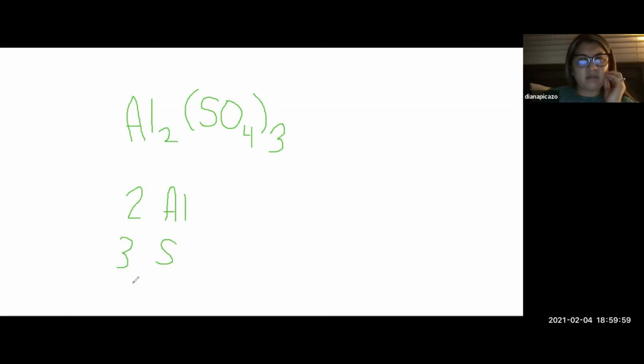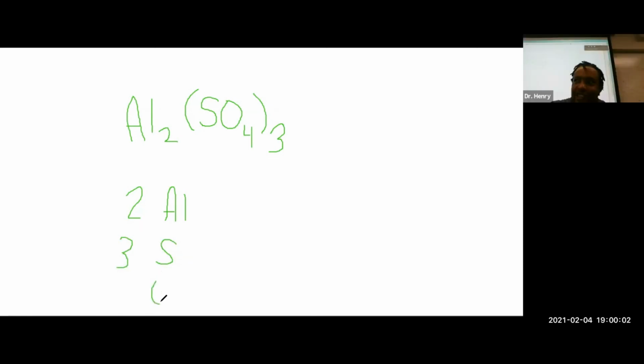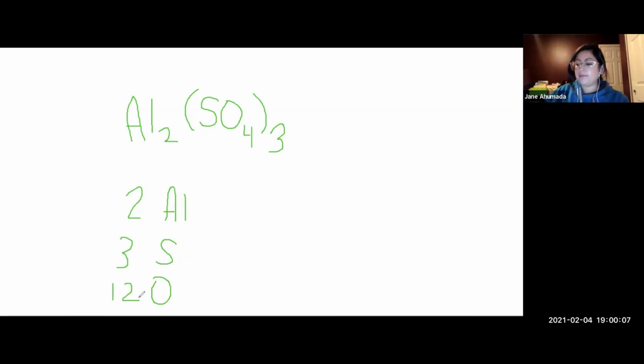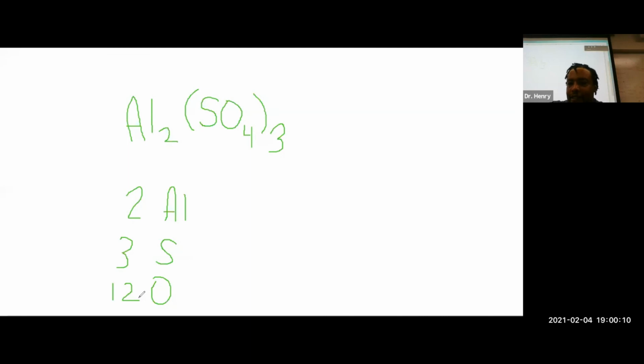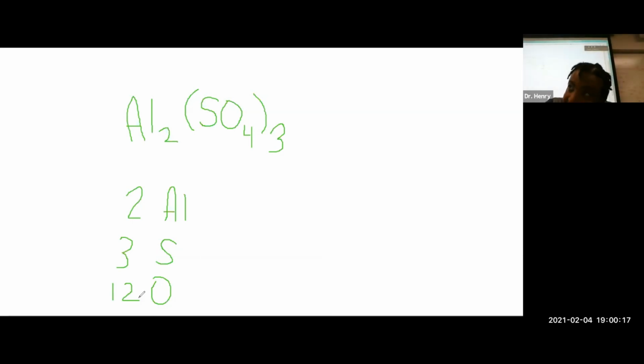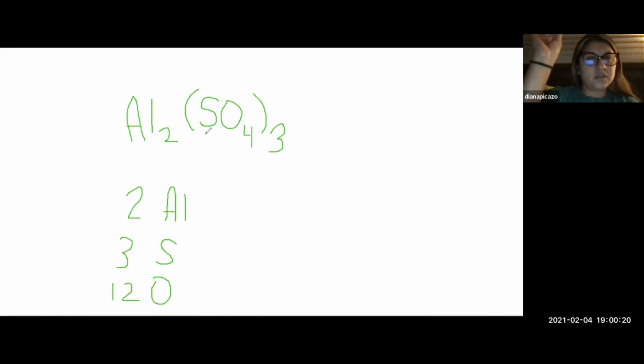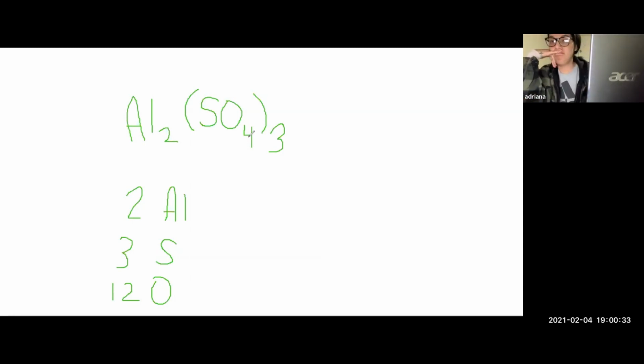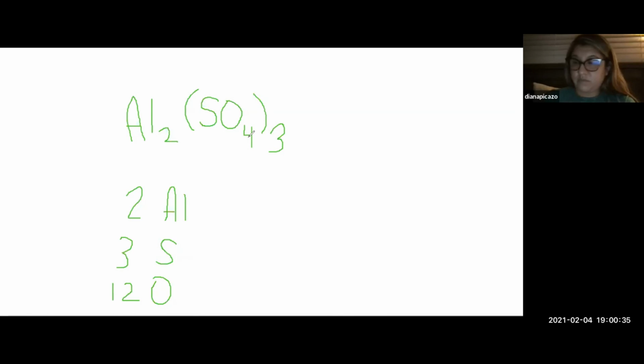Like an exponent, right? That's right. And how many oxygens do I have? 12. Okay, you guys get that? How did you get 12? I thought the little number on the bottom... You multiply the 4 and the 3. Because you have 3 of whatever's inside. That's right. Okay, questions, concerns?